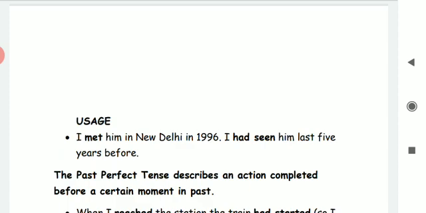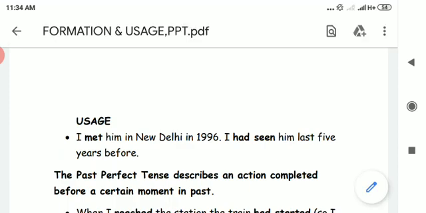Certain moment in past is here. I met him in New Delhi in 1996. If you see another part, I had seen him last 5 years before. Here, past perfect tense describes an action completed, but this is considered to be the earlier action. It is completed, obviously completed, and then your first part that is displayed here, I met him in New Delhi, is considered to be the later action. Understand? This is the perfect usage of past perfect tense.